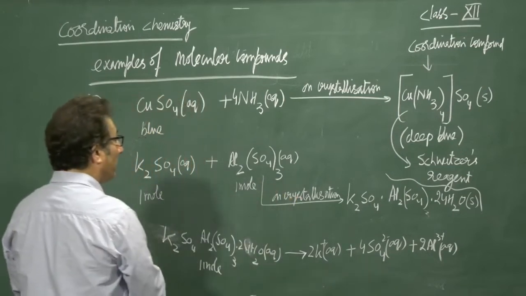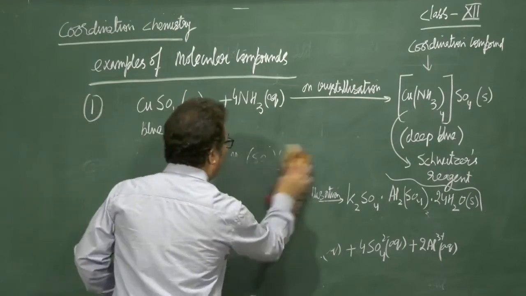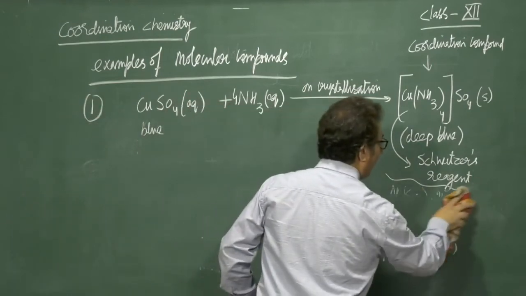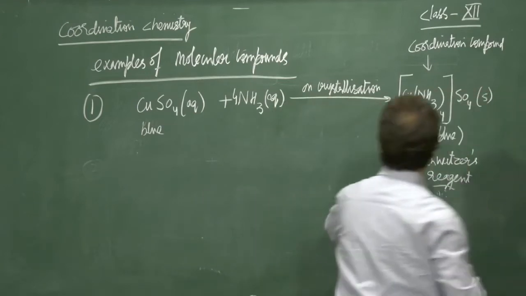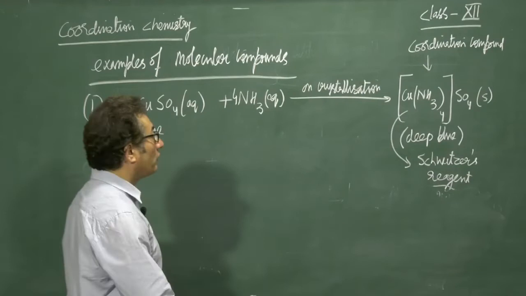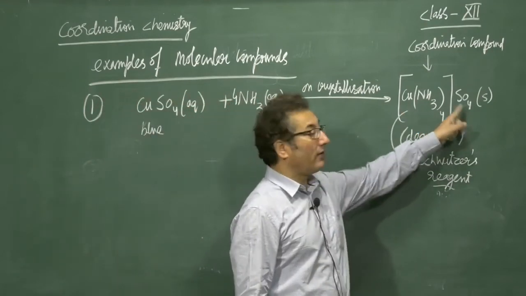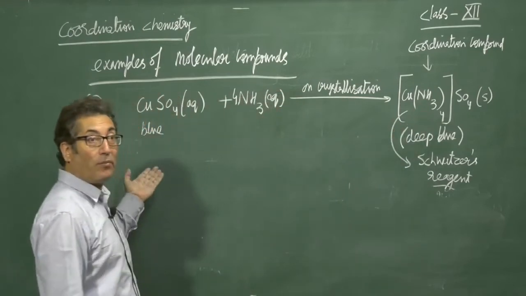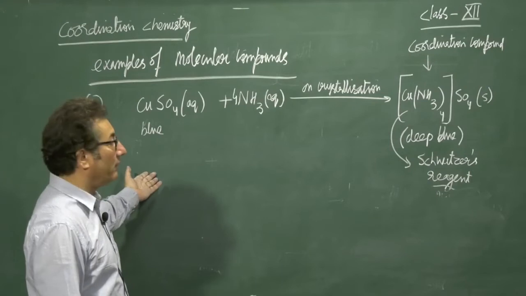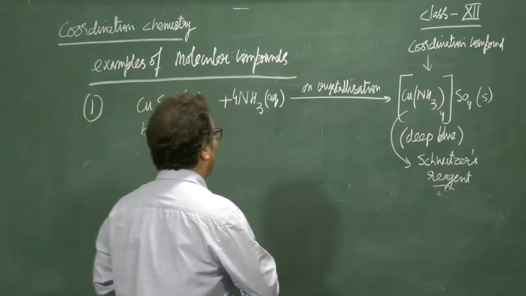One of the examples of double salt is potash alum. Here I have given you one more example of the formation of an addition compound, which is Schweizer's reagent, whose composition is Cu(NH3)4 SO4. This is also an addition compound because it has again been formed by crystallization of two stable compounds. How is it different from the double salts?